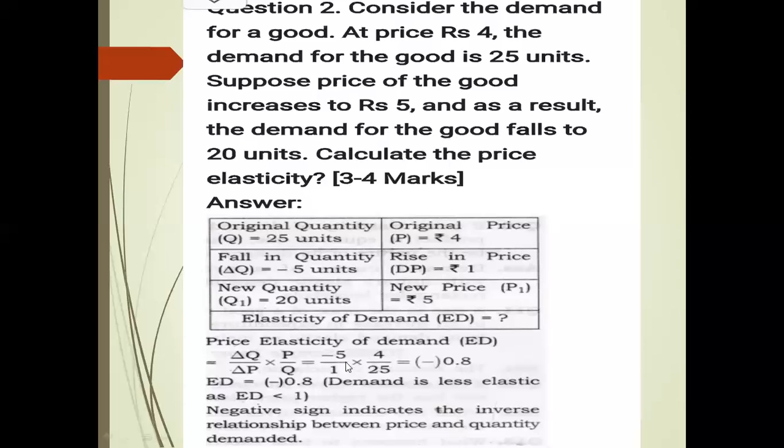Okay, minus 5 over delta P. Earlier price was 4, new price is 5. So a 1 unit change in price, and quantity decreased by minus 5, into P, original price was 4, over original quantity was 25. When you simplify it, you get minus 0.8. Okay, so demand is less elastic as ED is less than 1.